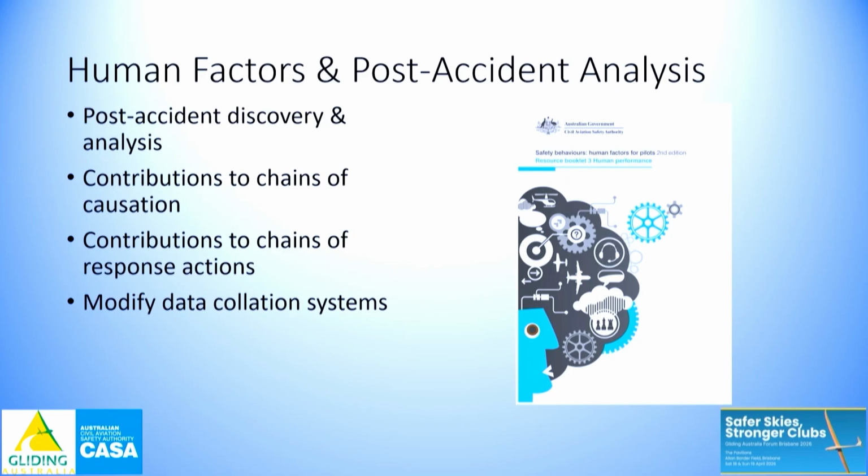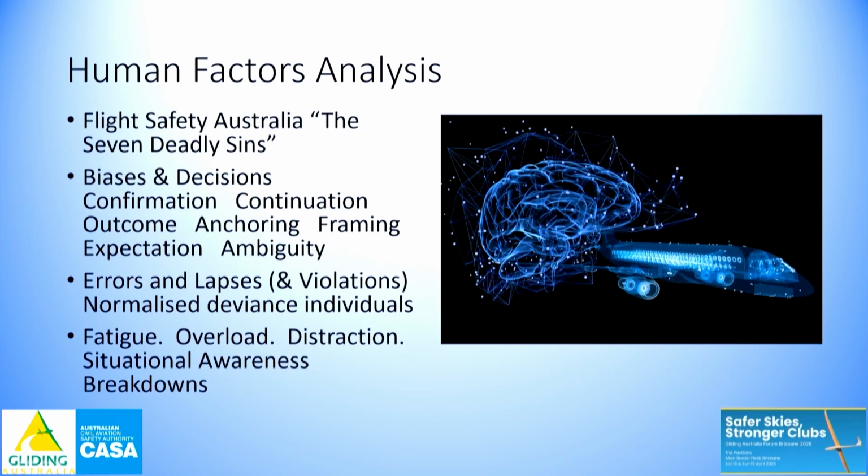So those instances indicate post-accident discovery of organisational and human factors that might have contributed to chains of causation and response. But broadly, we need to search these out, record them, and understand better how they affect us. I commend to you, there's a Flight Safety Australia article, The 7 Deadly Sins, that talks about some of the biases and things that can go wrong.